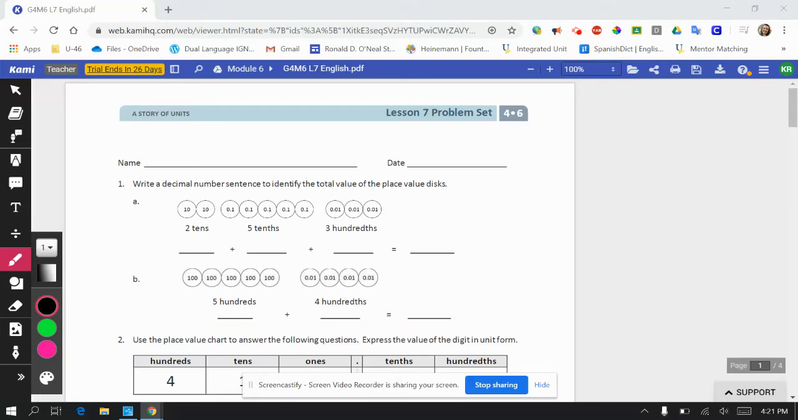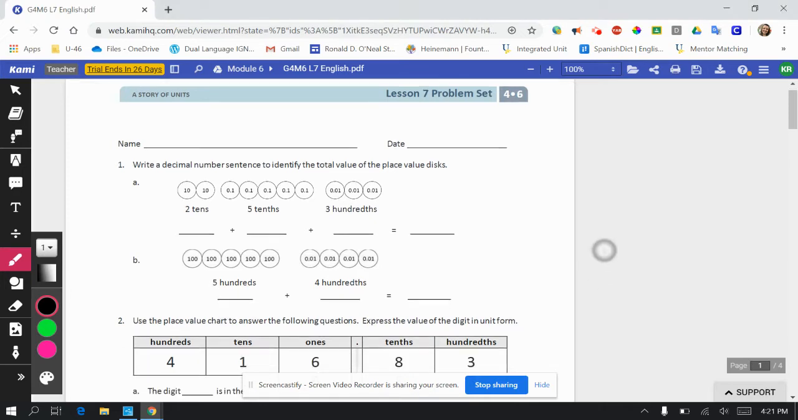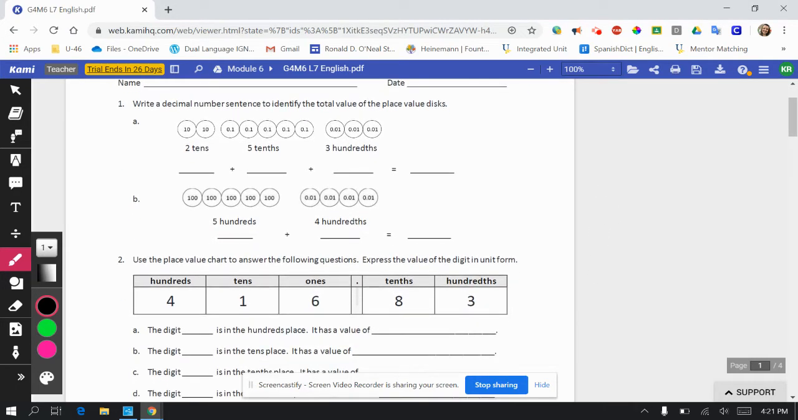Hello students, today we are working in Module 6, Lesson 7. Please join me there in your workbook. Again, this is the problem set for Lesson 7. So we're going to do the problem set together, and then you will do the homework assignment, and then your parents will check your homework. Let's go ahead and get started with number 1.